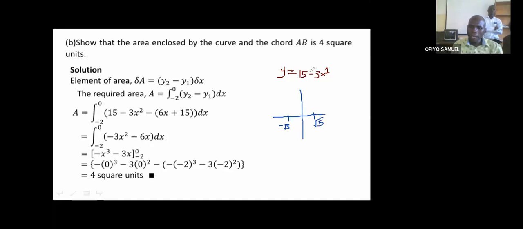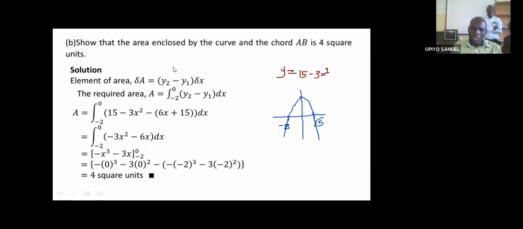So again, when x is 0, y is 15. So the curve, the y-intercept will be here. So you can see this curve is inverted. Like I told you, there is no problem drawing this curve using the techniques earlier on. So this is how the curve will look like.